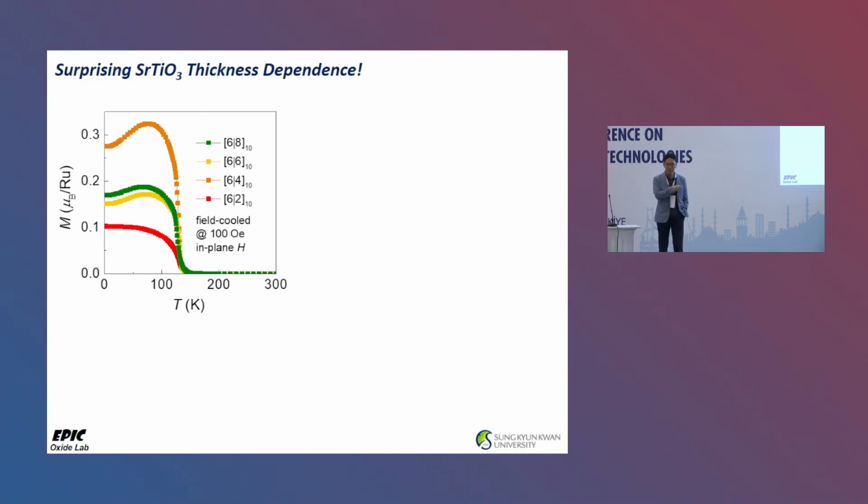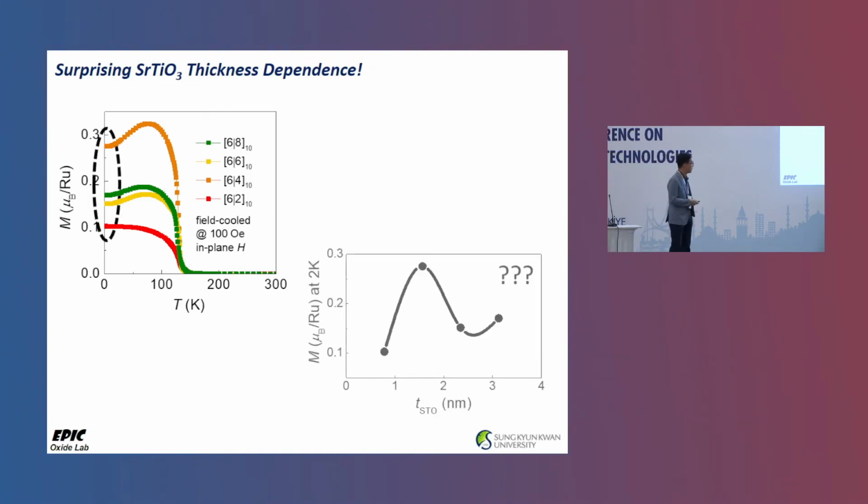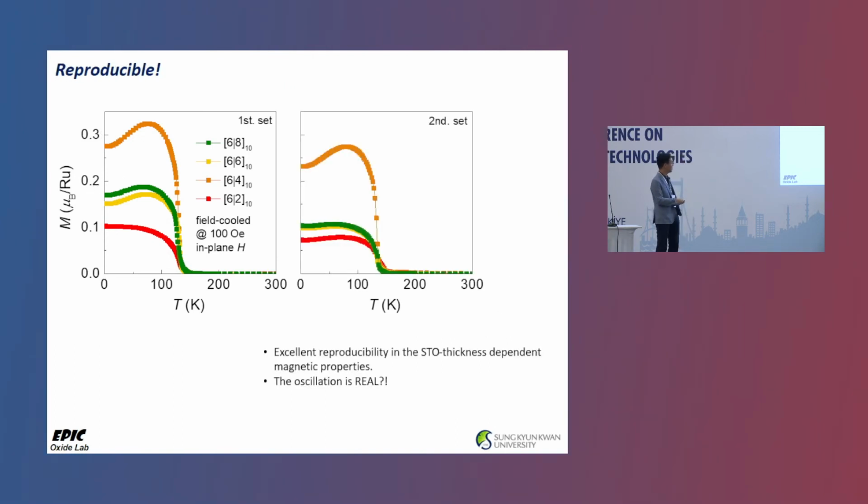So the first time you see something like this data, you think something is wrong. So either this experiment is wrong or the sample is wrong. So there can be many things that can go wrong. But this is the data. But Sungkyunkwan was quite persistent to do the same experiment for different sets.